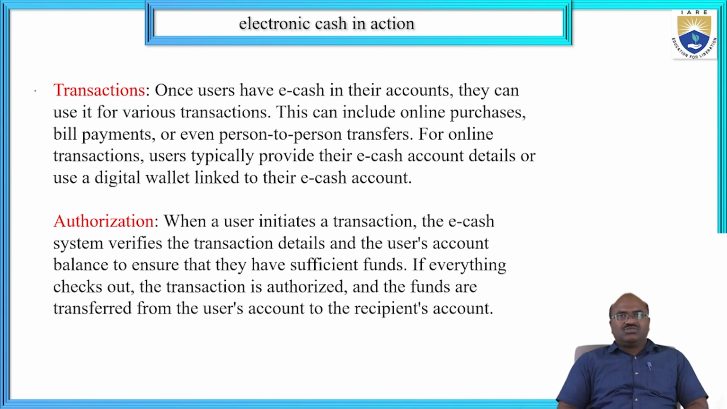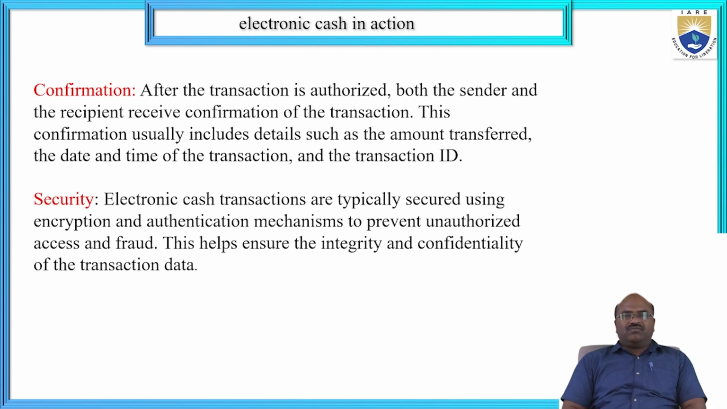So when a user initiates a transaction, the e-cash system verifies the transaction details and the user account balance to ensure they have sufficient funds or not. If everything checks out, the transaction is authorized, and the funds are transferred from the user account to the recipient or receiver account. So authorization is also one of the important things in electronic cash in e-commerce. After the account is created, the transaction can be done and the authorization checked. And after that, whether the amount is received or not can be checked, so some confirmation is also required.